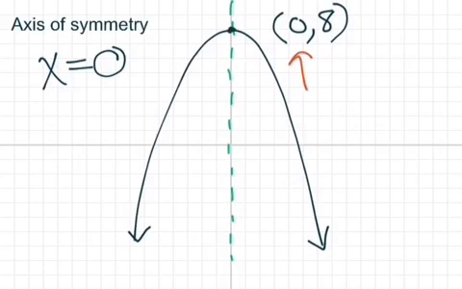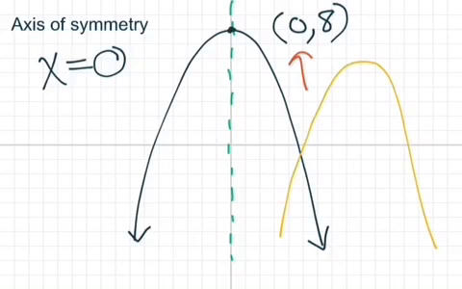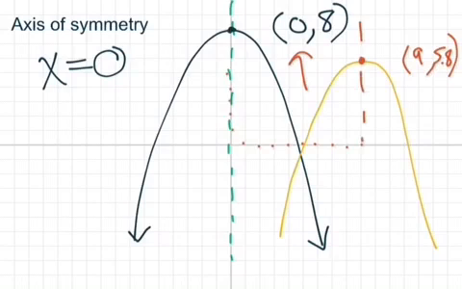You could have another parabola that was something like that, where your vertex lies right here along the x value of 9. Right, so if you have a vertex of (9, 5.8), then your axis of symmetry is going to be along that x value, x equals 9.